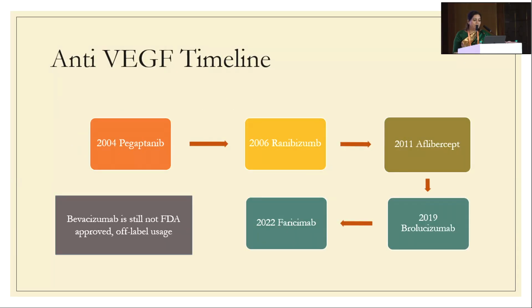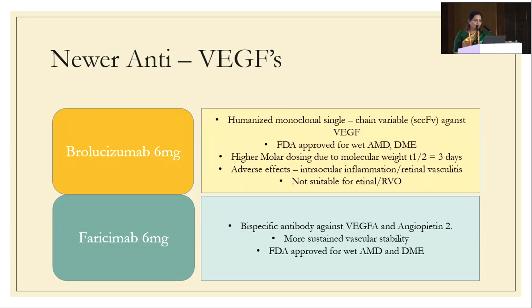So first of all, pegaptanib in 2004, it was launched, and in 2006, the ranibizumab was launched. Then after that, aflibercept, and then after that, brolucizumab, faricimab, and bevacizumab is still used in underdeveloped countries because of its low cost. So the newer anti-VEGF, brolucizumab 6 milligram and faricimab 6 milligram.